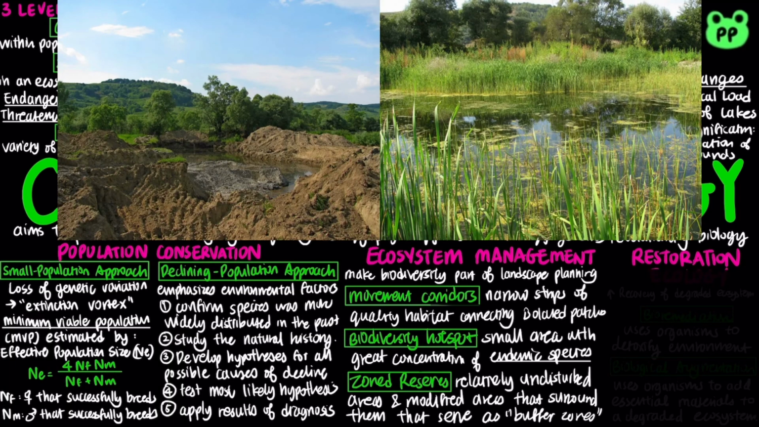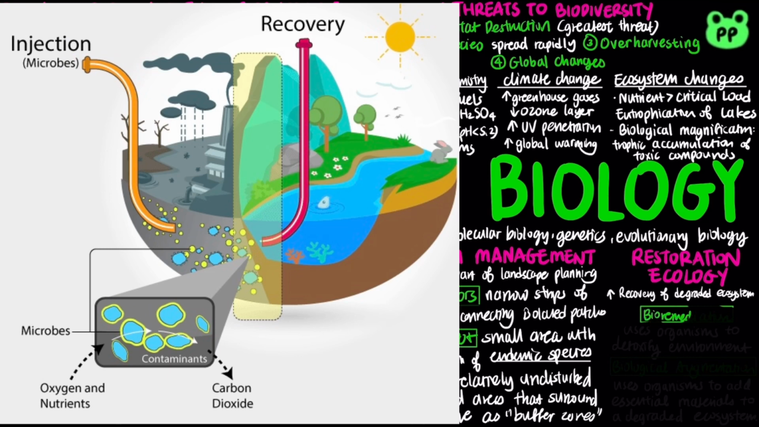Restoration ecology seeks to initiate or speed up the recovery of degraded ecosystems. It is based on two key strategies. Bioremediation is the use of living organisms to detoxify ecosystems. The organisms most often used are prokaryotes, fungi, and plants. These organisms can take up and sometimes metabolize toxic molecules.